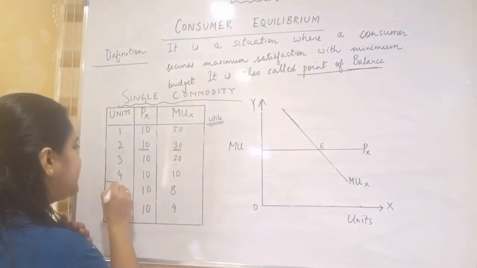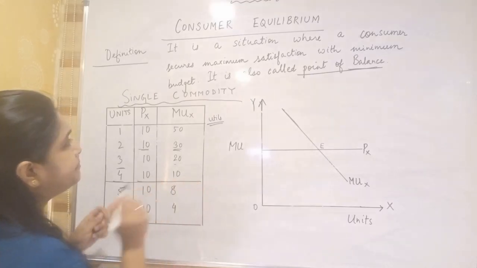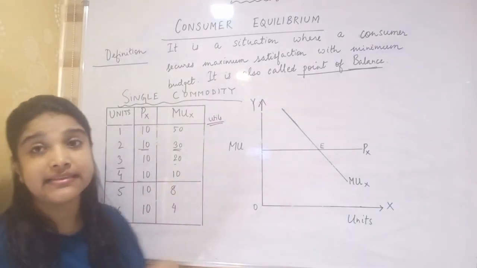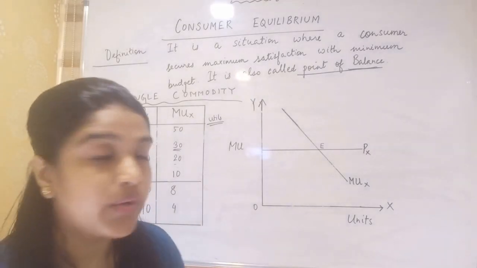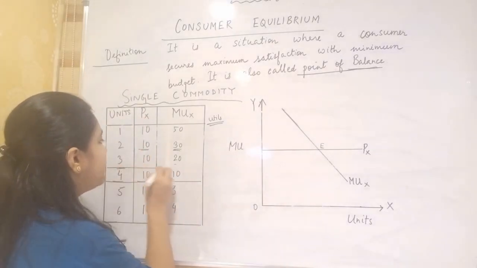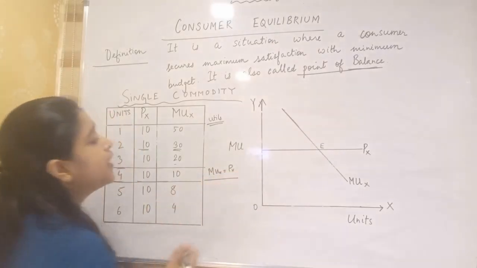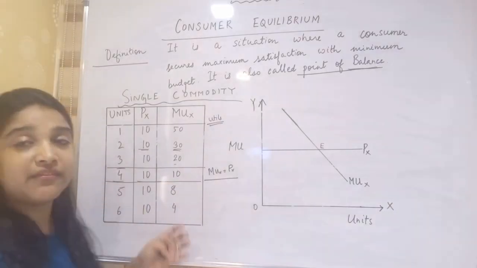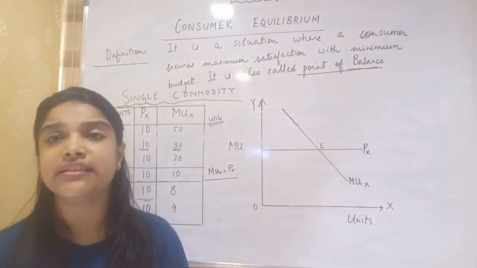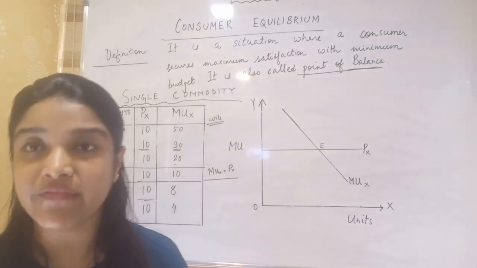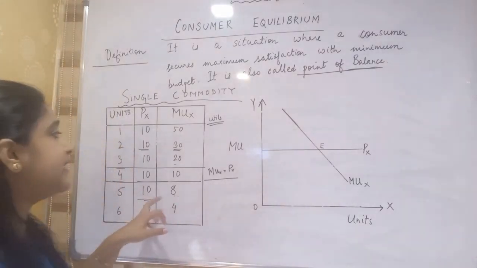At this point, when he consumes the fourth unit, you can see that consumer's utility is equal to the price. He is giving 10 rupees to the shopkeeper, and he is getting a utility of 10. So this is the point at which MUx is equal to Px. Beyond this point, when he is consuming the fifth unit, he is giving 10 but he is getting 8. So his utility is falling. He will not be very happy because he is receiving less than giving.